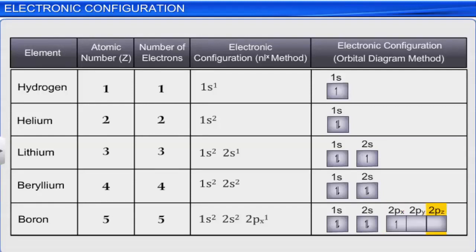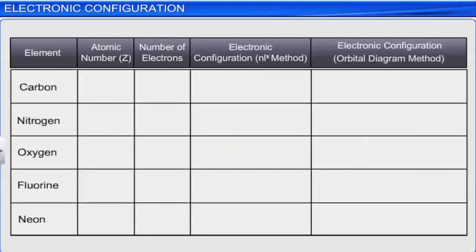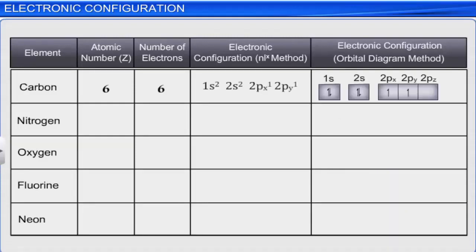Carbon has 6 electrons. The first 4 electrons fill the 1s and 2s orbitals. The remaining 2 electrons will go to any 2 of the 3 2p orbitals in accordance with Hund's rule, and these will have parallel spins. Nitrogen has 7 electrons.